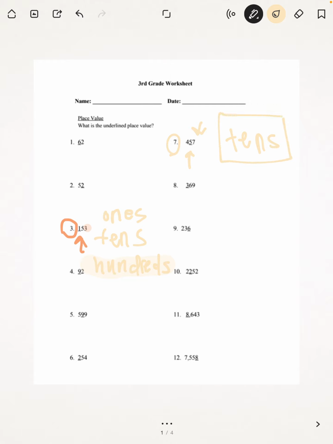And the last problem we're going to be doing is number 12. So we have to look for what place the 8 is in, and 8 is obviously in the 1's place. The 1's place is the place value where the number starts. So in all of these problems, the number farthest to the right is going to be the 1's place, then the 10's place, then the hundreds, then thousands, and so on.